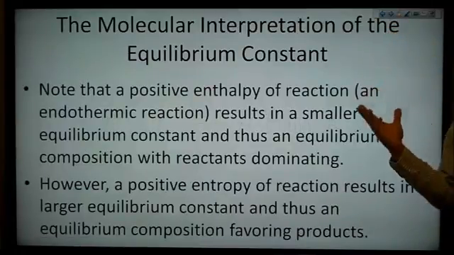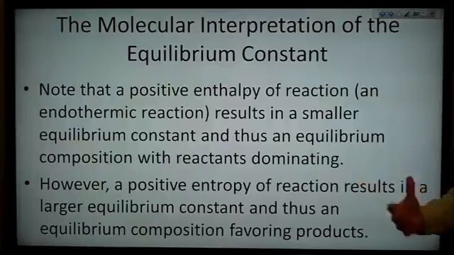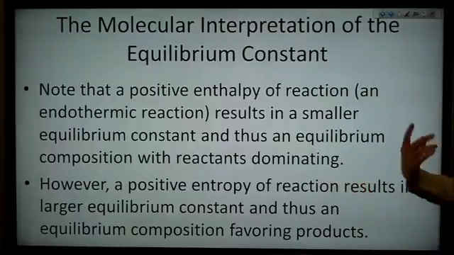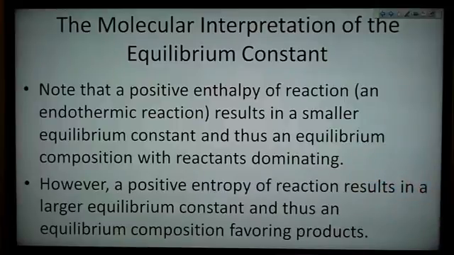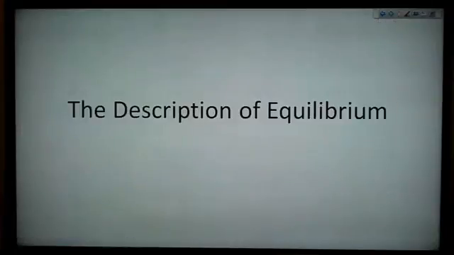So note that now a positive enthalpy of reaction, so an endothermic reaction, results in a smaller equilibrium constant, and thus an equilibrium composition with our reactants dominating. But a positive entropy of reaction results in a larger equilibrium constant, and thus an equilibrium composition favoring our products over our reactants. So that was the description of equilibrium.